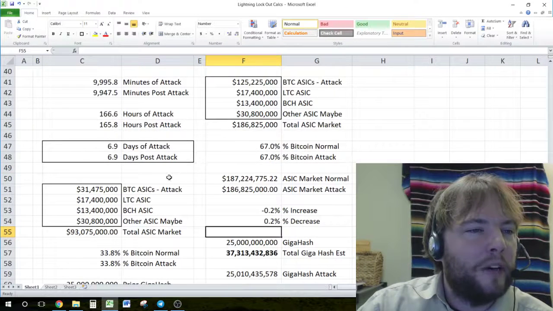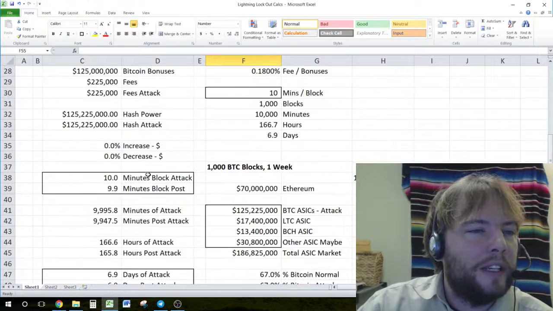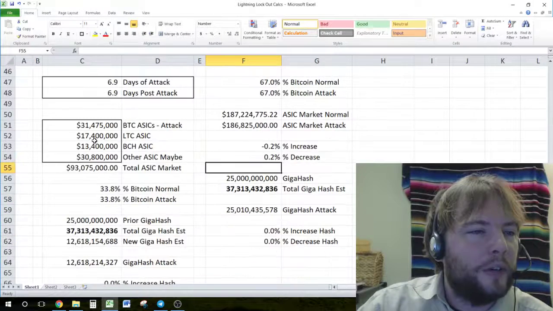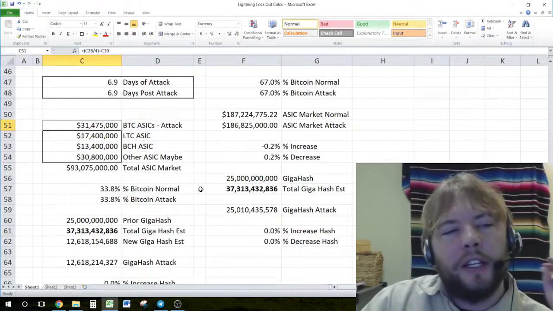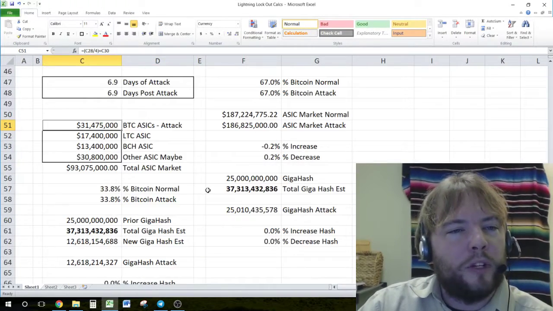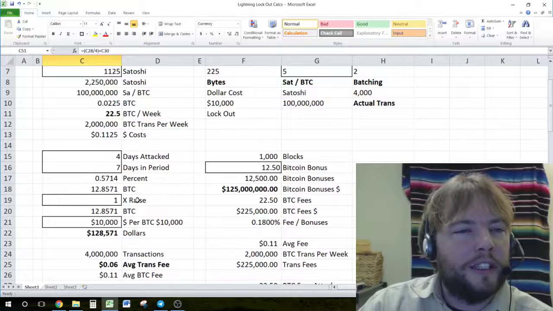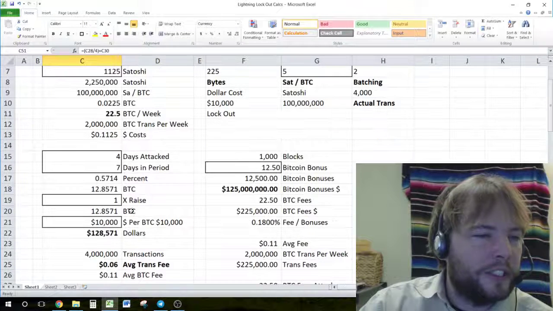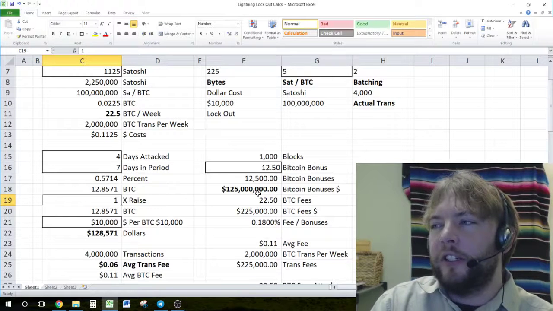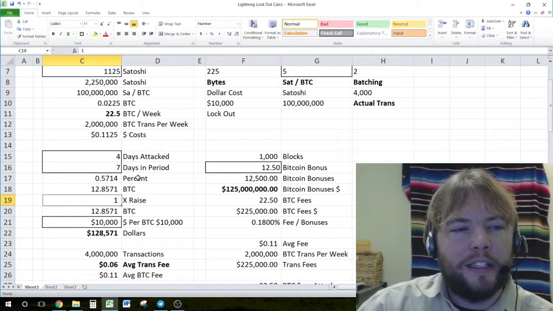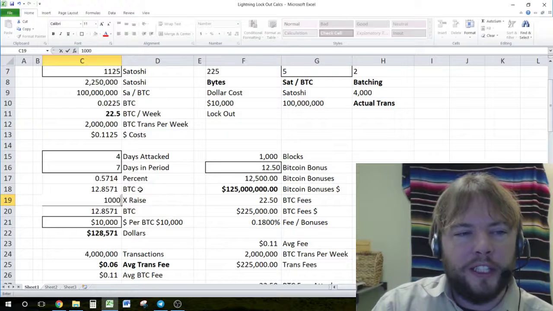And then over here, I have a slightly different total going on. This is in a situation if we reduced the, well, I'll go into that situation later. So now let's just talk about how this sheet works. It was initially intended to explore the Lightning Network and the possibility of someone terrorizing the Lightning Network.